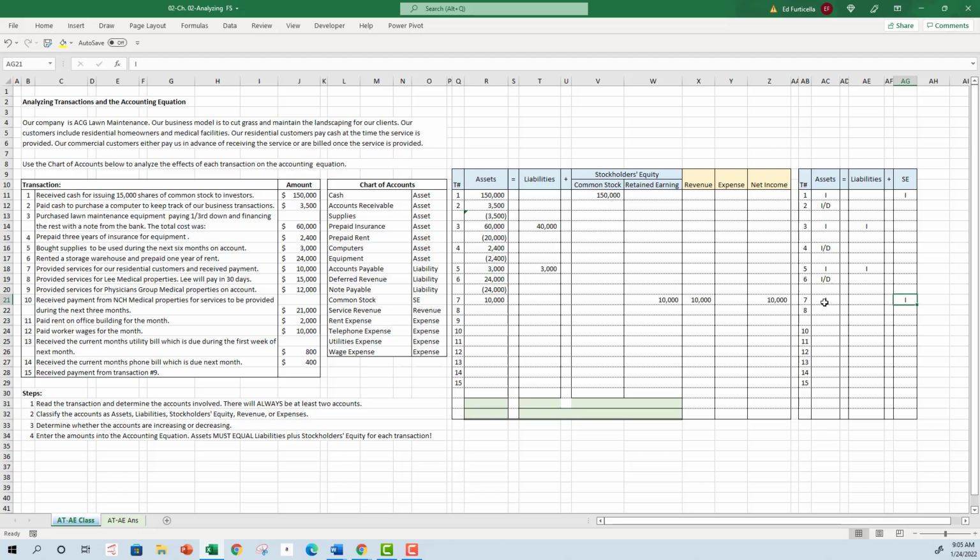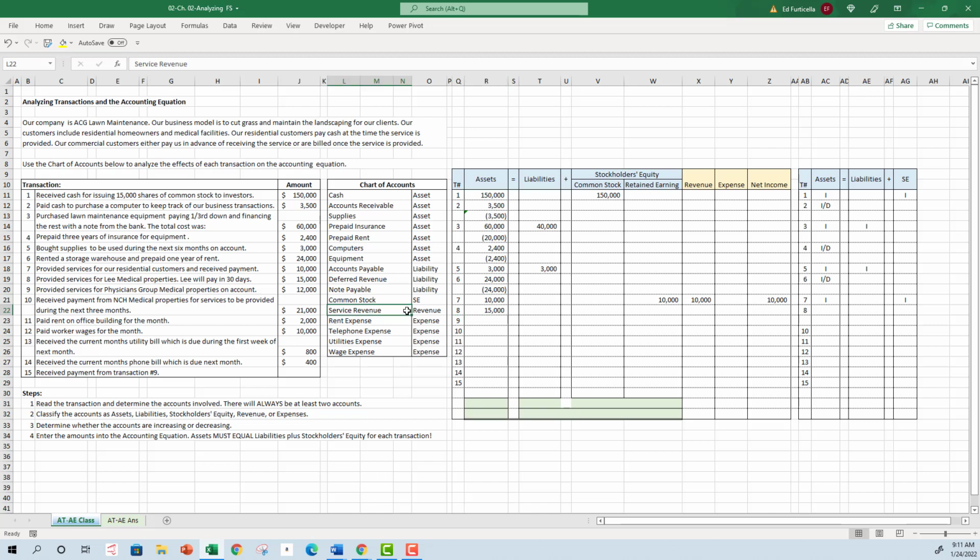In number 8, we provide services for Lee Medical Properties, and Lee will pay us in 30 days. $15,000 was the value of our service. The two accounts involved are accounts receivable and service revenue. Accounts receivable is an asset. Accounts receivable is an asset because it represents our right to collect $15,000 from Lee Medical Properties within the next 30 days. Service revenue is revenue in this account because we are providing the services that Lee Medical Properties owes us for.